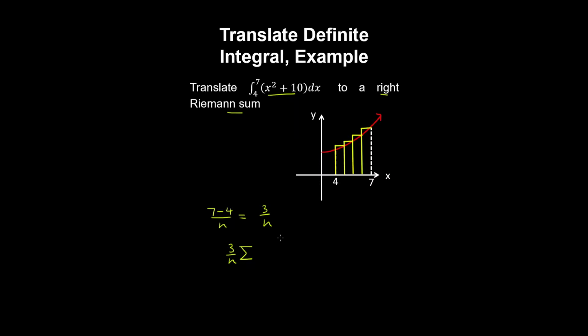So that will be x squared plus 10, or 4 plus the width of each rectangle, multiplied by the index i, squared plus 10. And for the right Riemann sum, we sum from i equals 1 to n. And you can convince yourself that this makes sense by selecting some specific number of rectangles and then calculating the value in the sum and making sure it's equal to the value at the right of each rectangle for those different values of i.